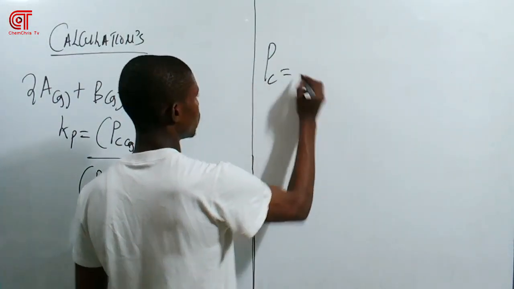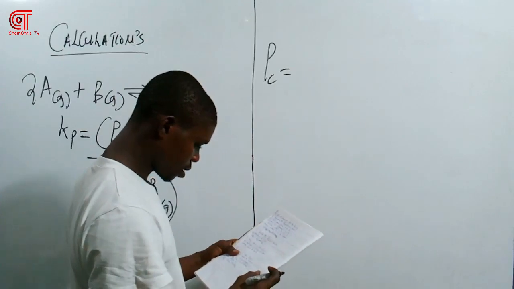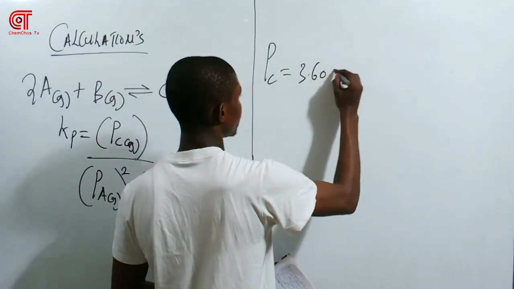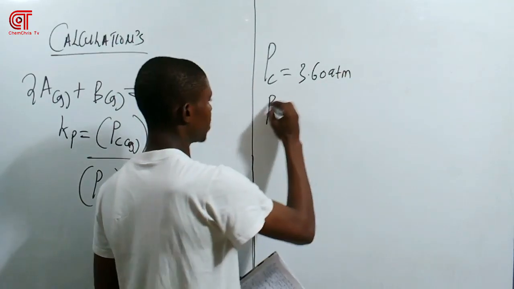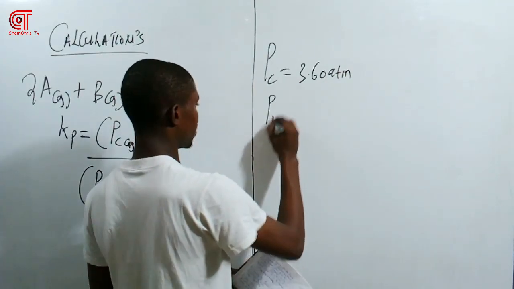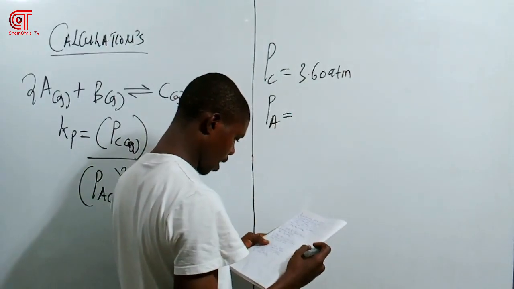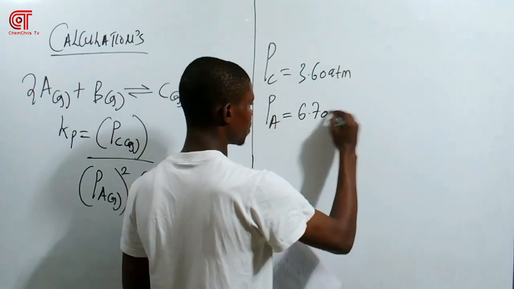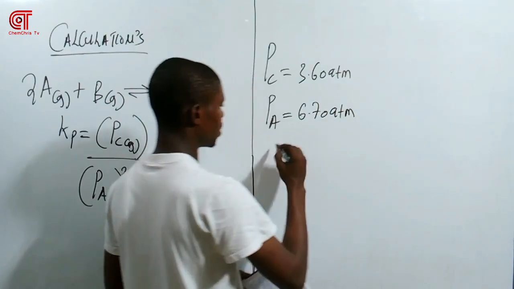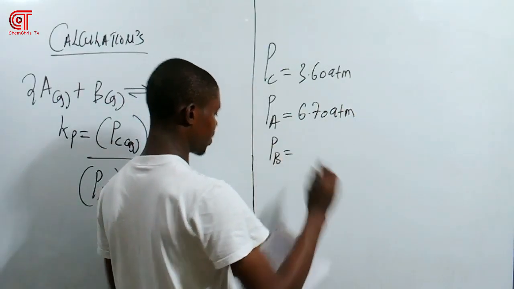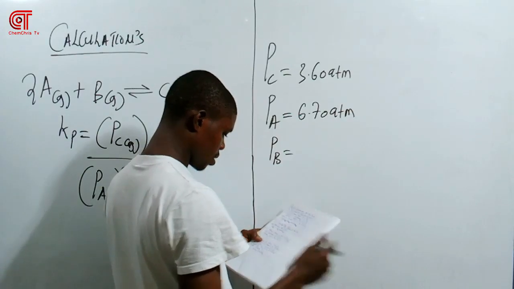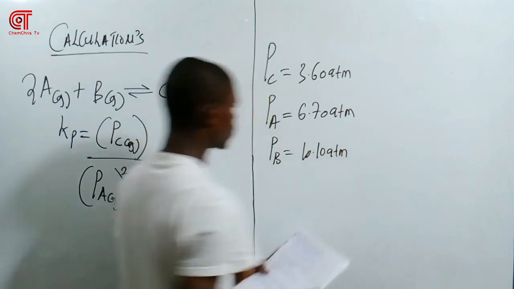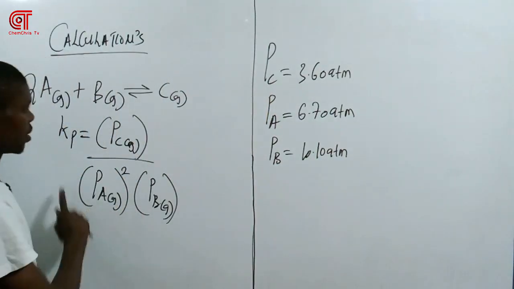If you look at it very well, the partial pressure for C was given as 3.60 atm, right? The partial pressure for A was given as 6.70 atm. Then the partial pressure for B was given as 10.10 atm. So what I want to do now is to input your values here, right?